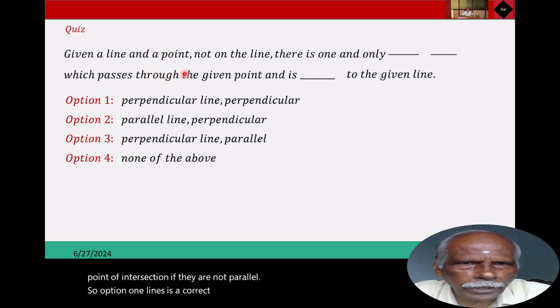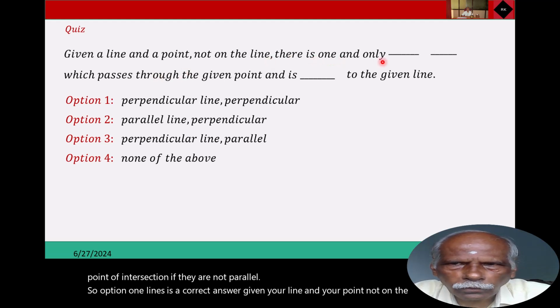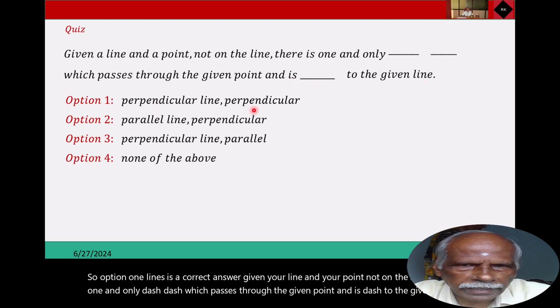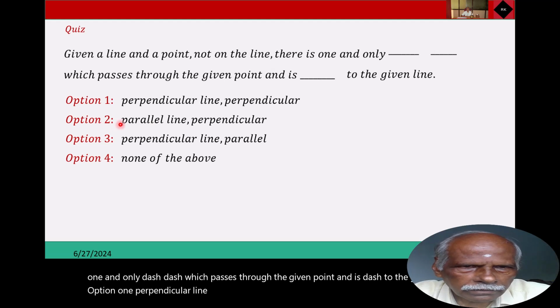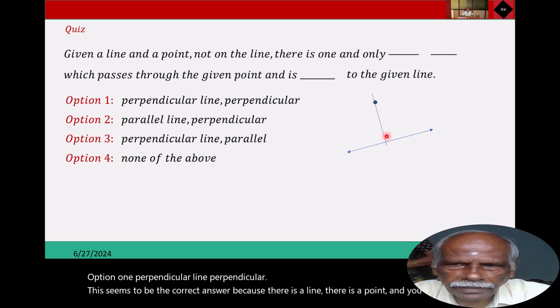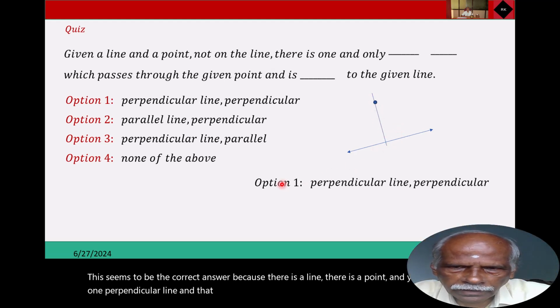Given a line and a point not on the line, there is one and only one ___ which passes through the given point and is ___ to the given line. Option 1, perpendicular line, perpendicular. This seems to be the correct answer because there is a line, there is a point, and you can draw one perpendicular line and that is unique. Therefore option 1, perpendicular line, perpendicular, is the correct answer.